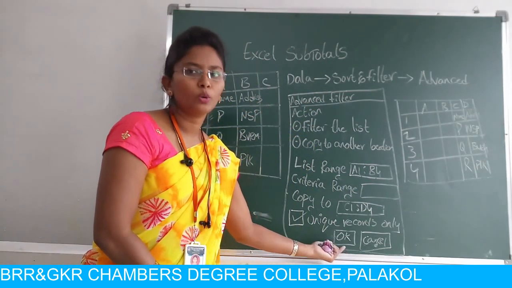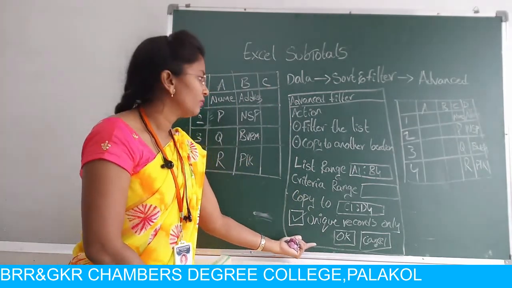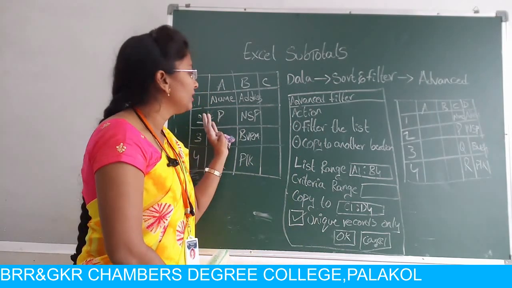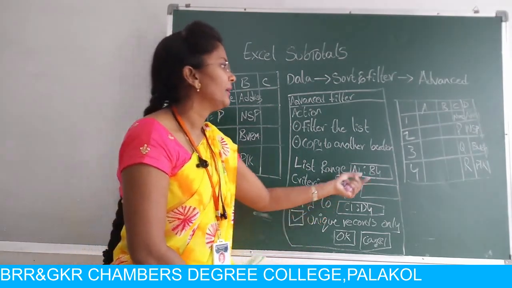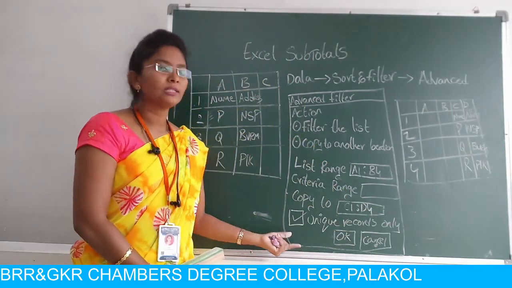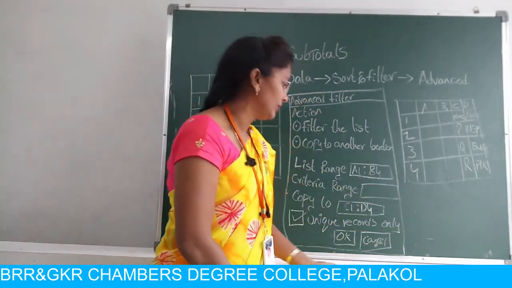If you click on the OK button, the criteria filter will be applied and then the data will be filtered and displayed in the next sheet. I didn't filter any of these cells, I just copied the data and pasted it in another sheet.